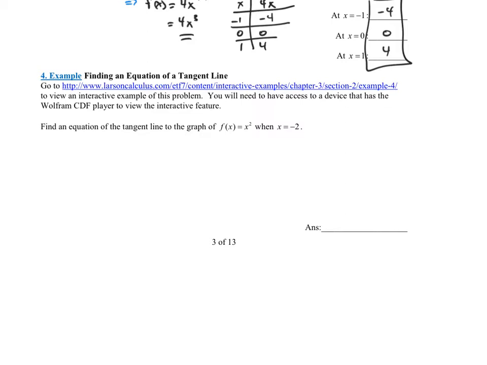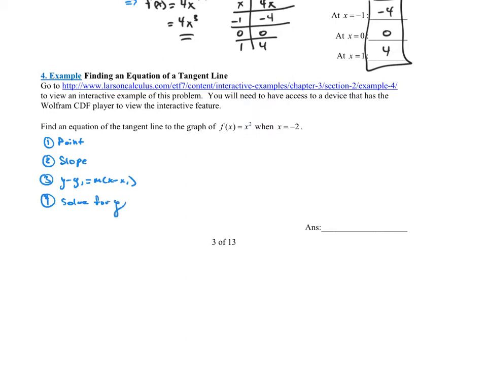Not required, okay? So what do we need? We need a point. Anytime we want to find the equation of a line, we need a point, we need a slope, and then we plug it into y minus y1 equals m times x minus x1. So that's the idea of how we find the equation of a line. And then step 4 is solve for y.